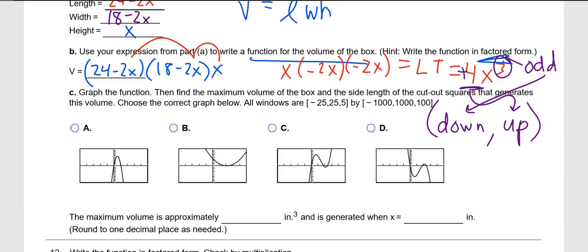Find the graph that fits the correct end behavior.